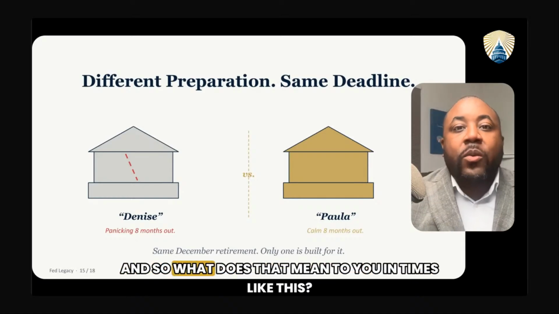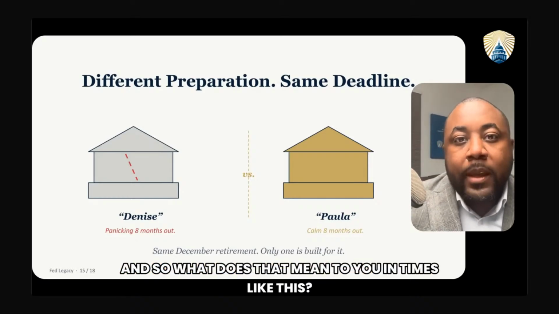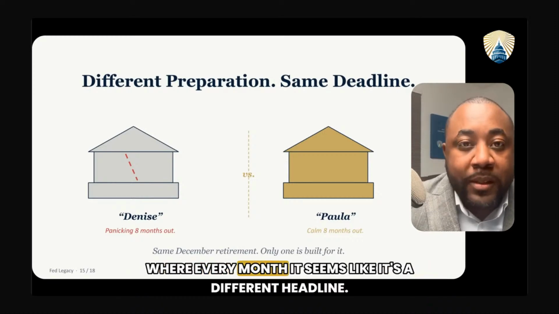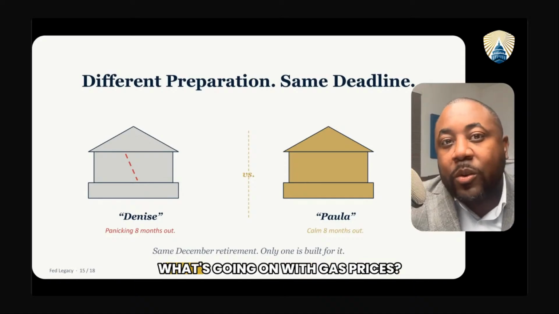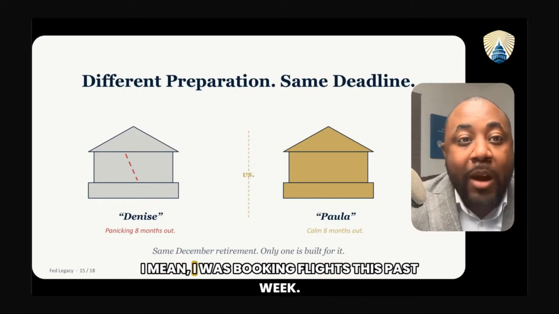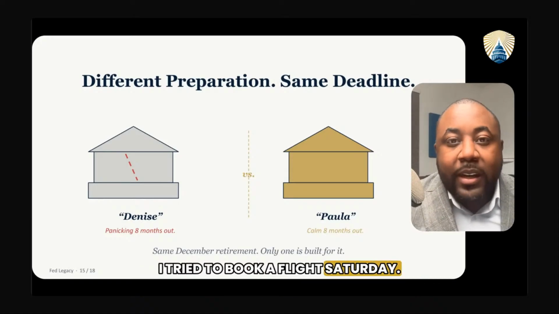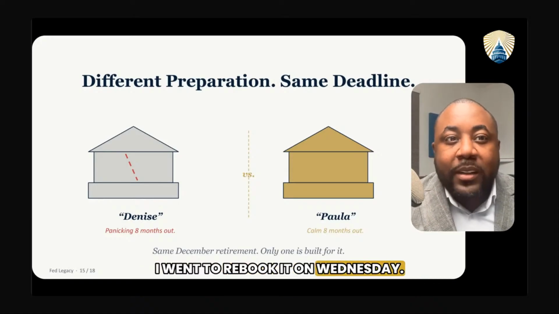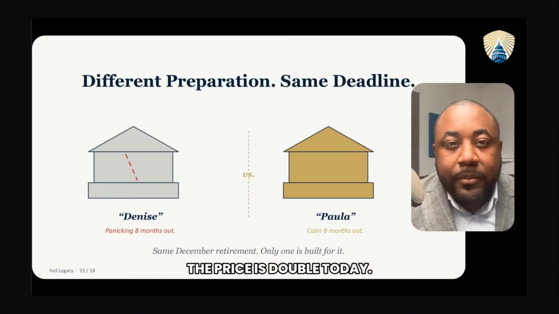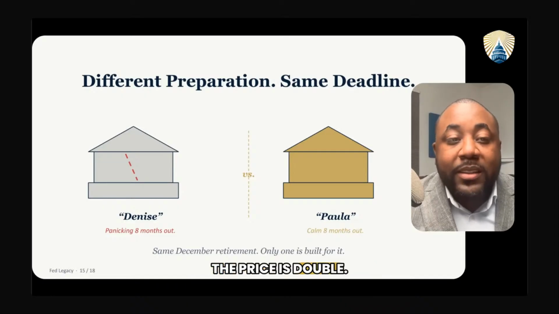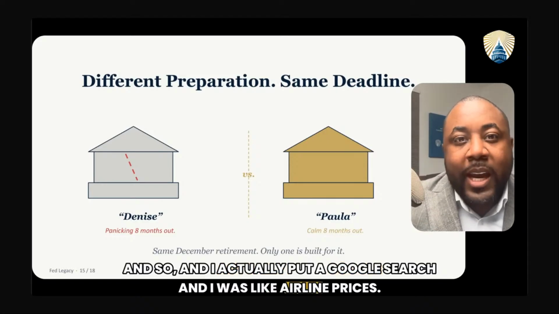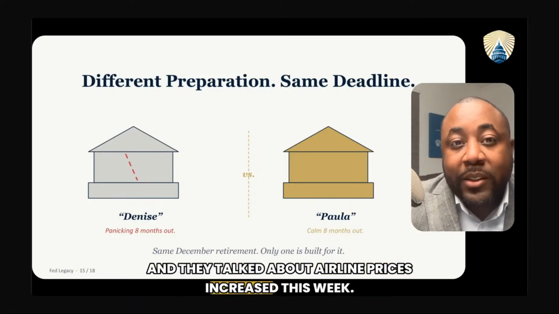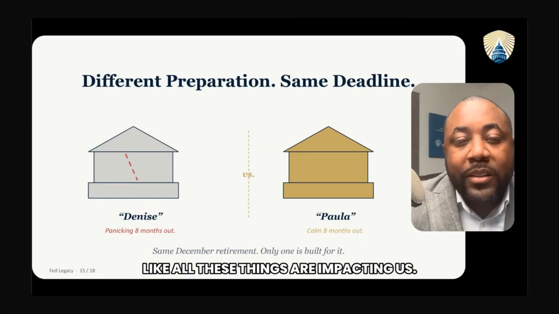And so what does that mean to you? In times like this, where every month it seems like it's a different headline, are we going to war? What's going on with gas prices? I mean, I was booking flights this past week. I tried to book a flight Saturday. I went to rebook it on Wednesday. The price is doubled. Today, I went to rebook it. The price is doubled. And so, I actually put a Google search in. I was like, airline prices. And they talked about how airline prices increased this week. Like, all these things are impacting us.